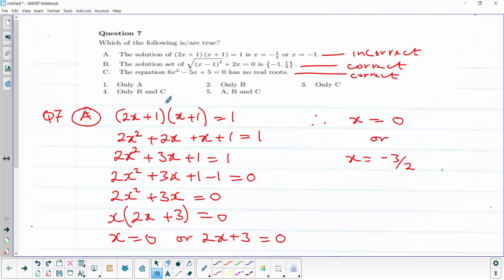So now from here we can conclude about our answer that B and C is the answer. Let's put only B and C, which is the answer. So let us go back to the options now, B and C. So good. This is the answer for question 7.